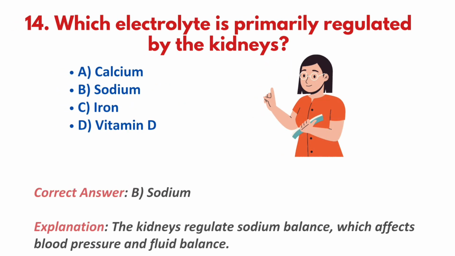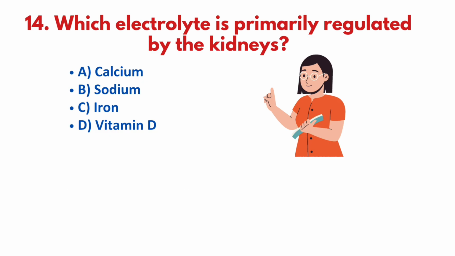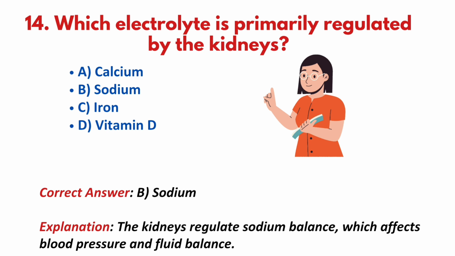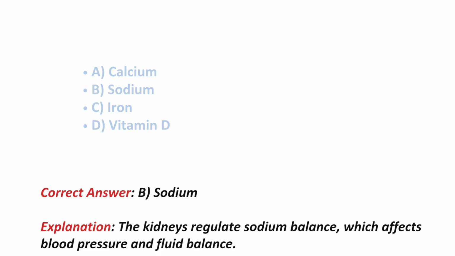Which electrolyte is primarily regulated by kidneys? Options are calcium, sodium, iron and vitamin D. And the correct answer is option B, sodium. Kidneys regulate the sodium balance which affects the blood pressure and fluid balance. So the correct answer is option B.